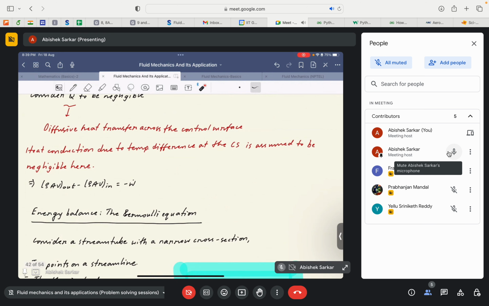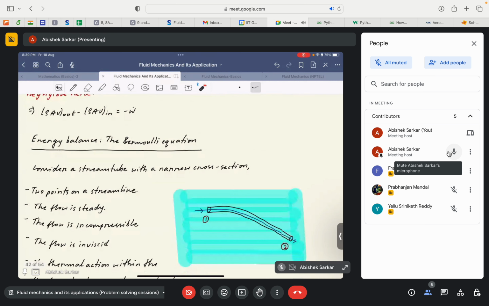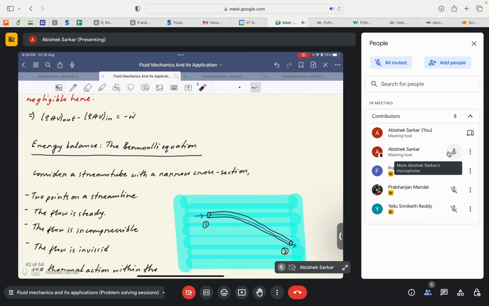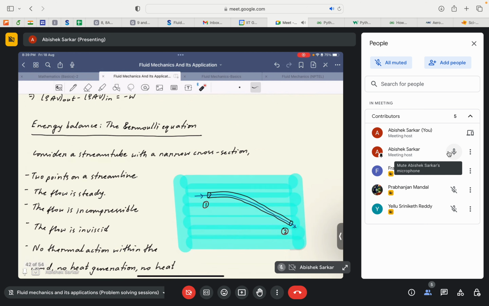If you disregard this heat interaction term, you are only left with this equation: rho AV out minus rho AV in is equal to minus the net work output from the system. Net work output, because as per the usual convention in thermodynamics, the net work output from the system is considered positive, and net work done on the system is considered negative, right? So keep that assumption in mind.